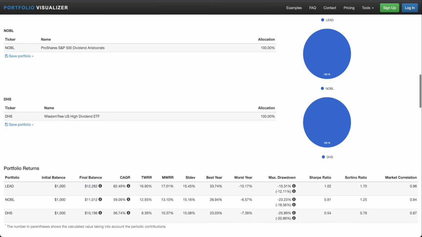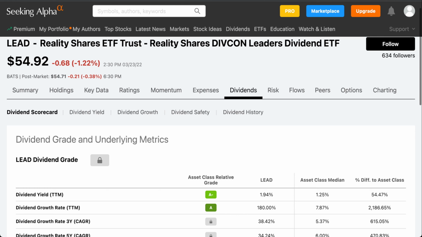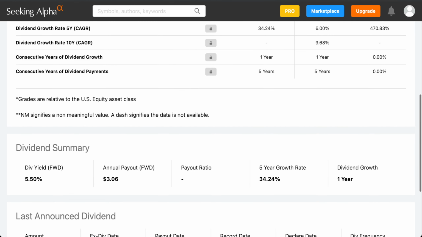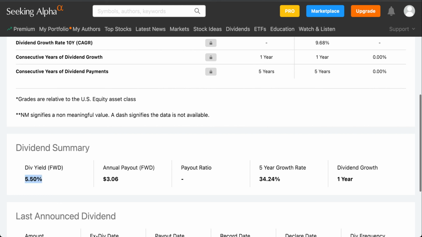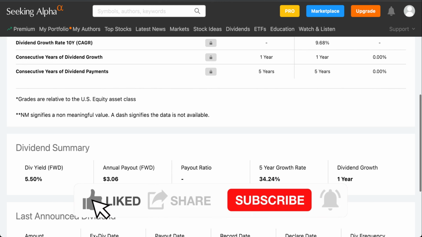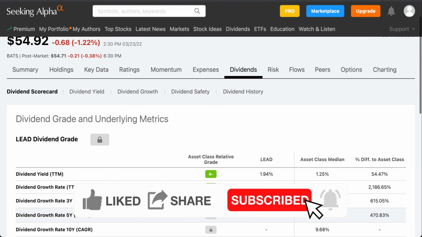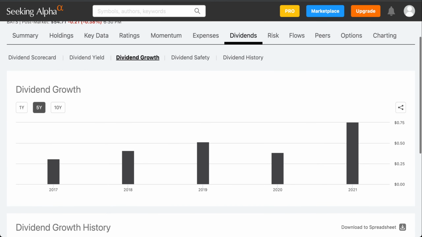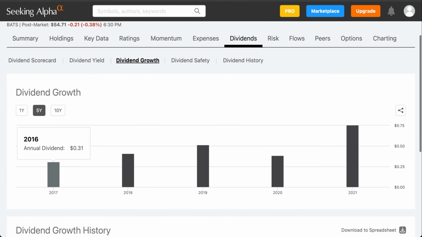Seeking Alpha gives it an A grade for the yield, and here we can see it has a forward yield of almost 5.5% with a 5-year growth rate of just over 34%. From a dividend growth perspective, it shows it increasing the dividends for just 1 year. But when we go to the dividend growth tab, we can see it started in 2017 at 31 cents per share.